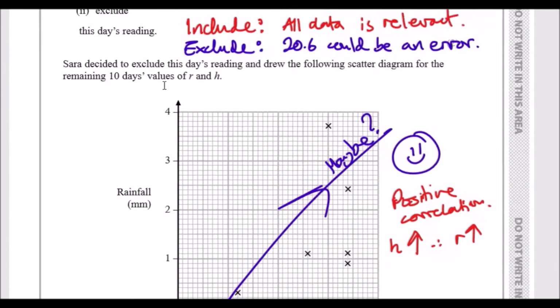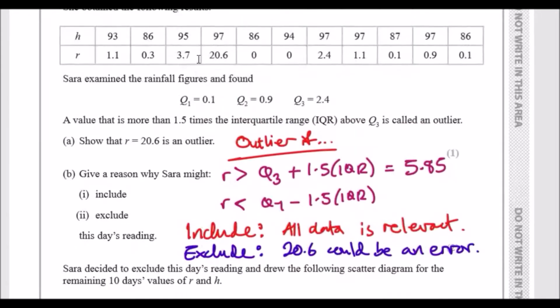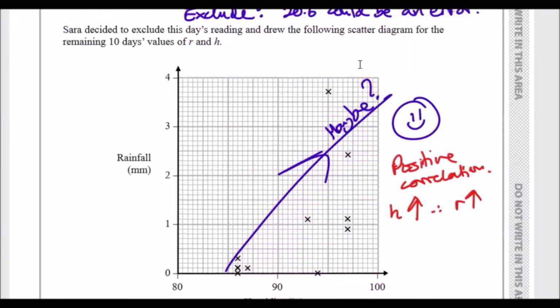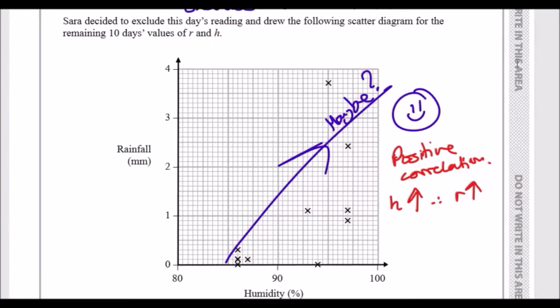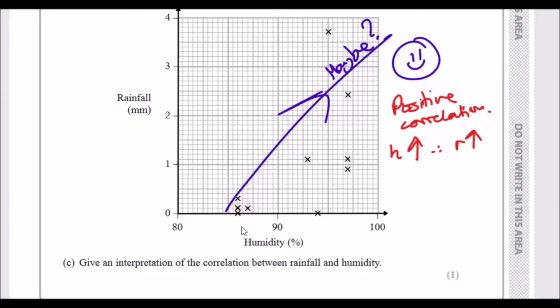Now, next one. Sarah decided to exclude this day's reading. So she's going to exclude it, and 20.6 is gone. We only have 10 pieces of data, and she decided to draw the following scatter diagram for the remaining 10 days. Very easy: you've got humidity on the x-axis, rainfall on the y-axis. So we're probably going to guess that y depends on x, so rainfall depends on humidity.